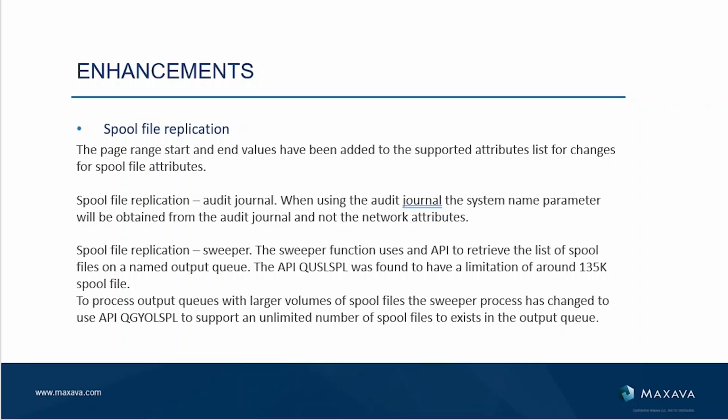Spool file replication sweeper. The sweeper function uses an API to retrieve the list of spool files on a named output queue. The API QUSL-SPL was found to have limitations of around 135K spool files. To process output queues with larger volumes of spool files, the sweeper process has changed to use the API QGYOL-SPL to support an unlimited number of spool files to exist in the output queue.